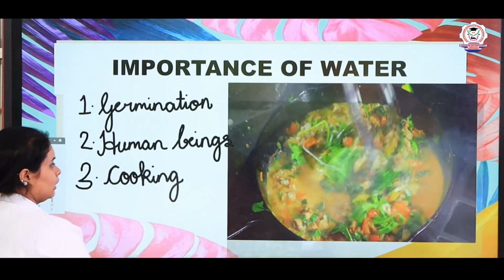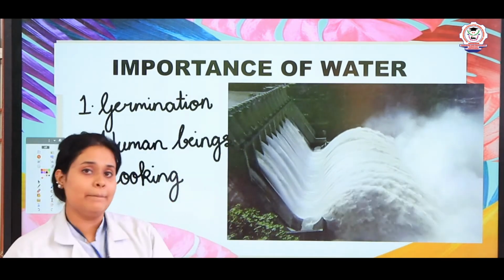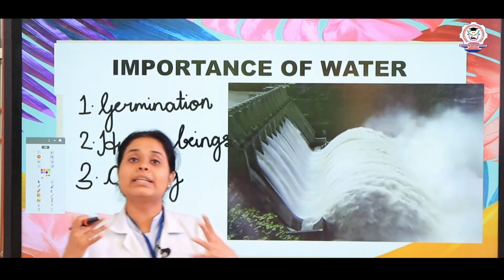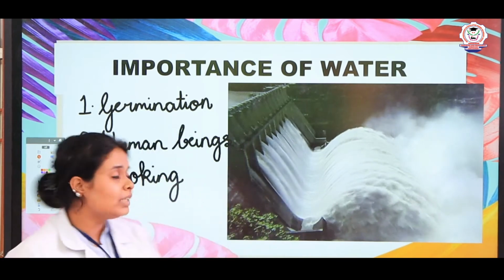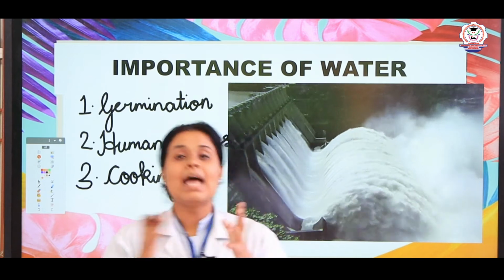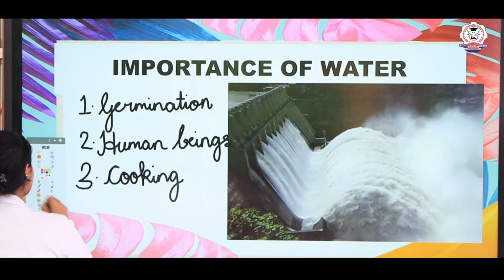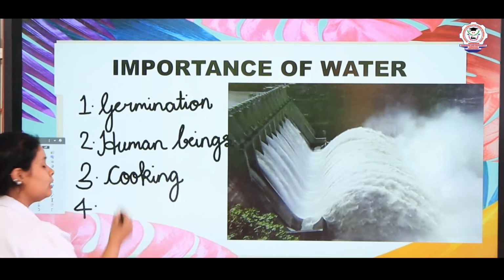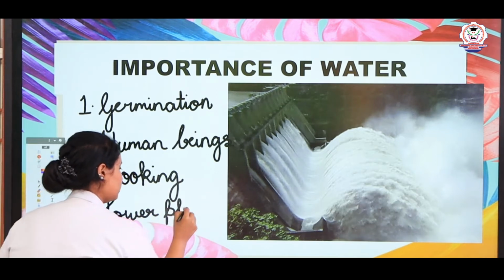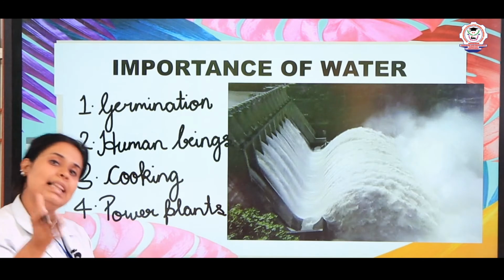After cooking, what is this? Yeah, you can see here that there is a hydroelectric dam which is required for power supply, or it can be used for thermoelectric power plants. So that is why water is very important for the germination of plants and for electricity production also. Okay. So what is the fourth one, children? The fourth one is, it's used in power plants. Okay. Yes, to generate what, children? To generate electricity. Okay.